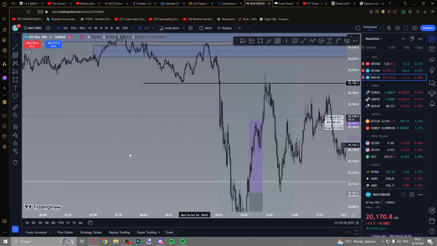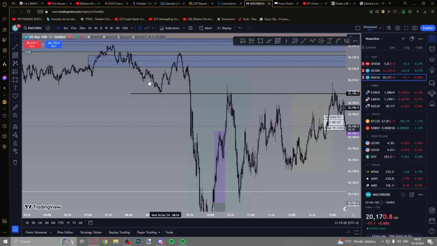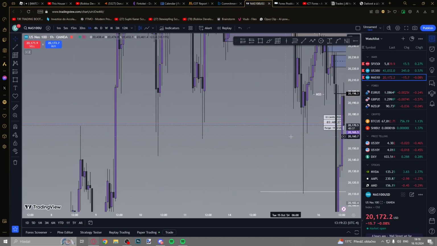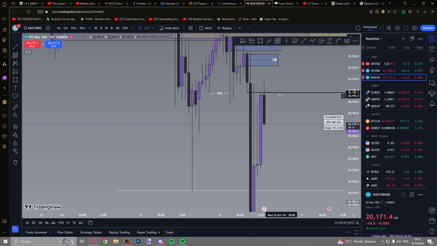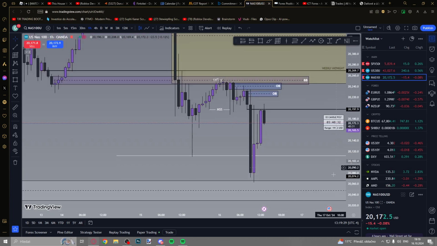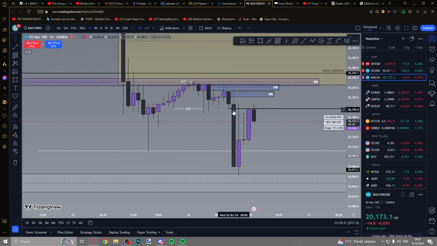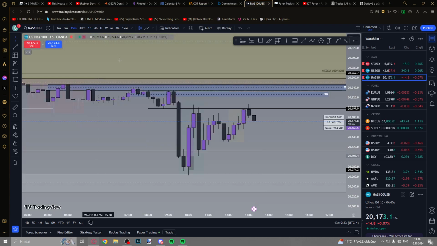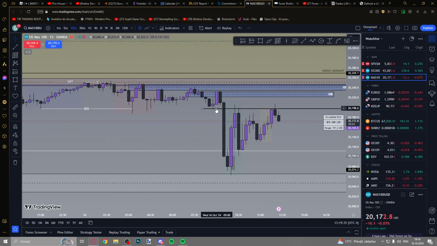And I marked this out. This is the fill of this candle. I think it was the 15-minute fair value gap. Yeah, it was the fill of this 15-minute fair value gap. I wanted to fill it, maybe go into the order block. At least fill this fair value gap.